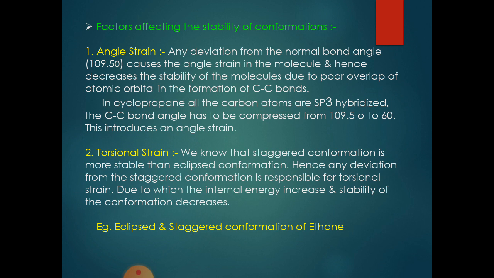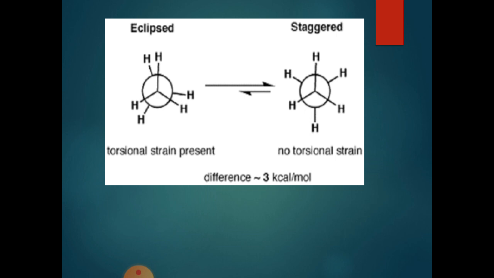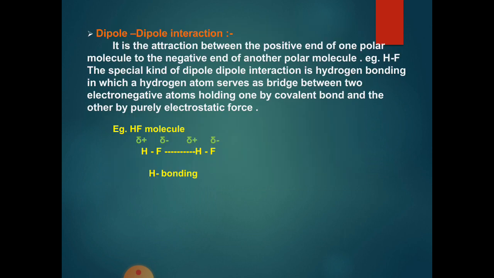The second is torsional strain. We know that the staggered conformation is more stable than the eclipsed conformation. Hence, any deviation from the staggered conformation is responsible for torsional strain, due to which the internal energy increases and the stability of the conformation decreases. For example, eclipsed and staggered conformations of ethane. Here we see the two figures. The first is the eclipsed conformation, and the second is the staggered conformation. In the eclipsed conformation torsional strain is present, while in the staggered conformation there is no torsional strain.